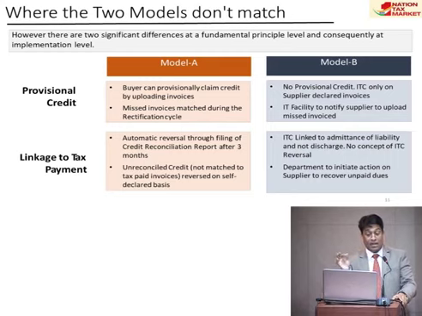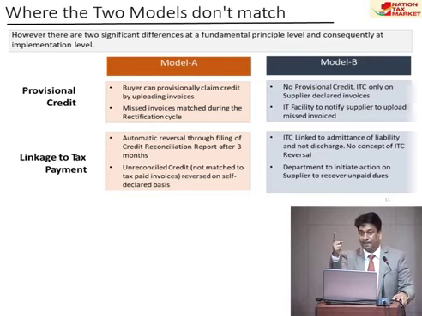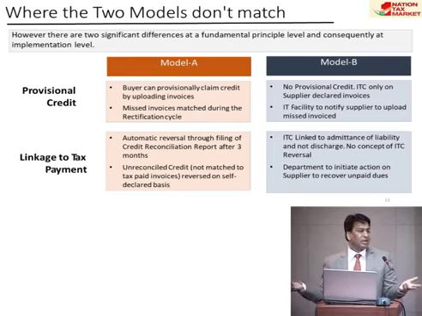So there is a filing of a credit reconciliation report. Just imagine, who is going to file this reconciliation report? It is on the taxpayer. If it is not reconciled, then reverse. This is Model A, and Model B does not require all this. So this is how Model A and Model B differ.